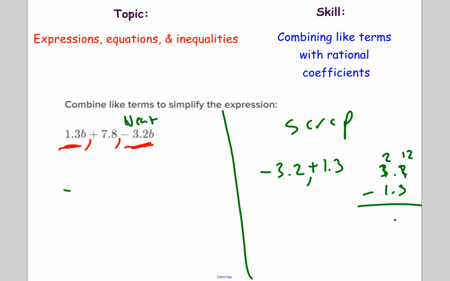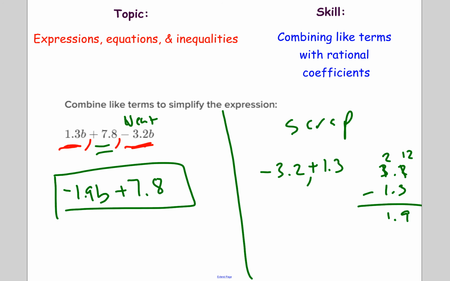12 minus 3 is 9. 2 minus 1 is 1. So this is negative 1.9b and positive 7.8, so plus 7.8. And there is your simplified expression: negative 1.9b plus 7.8. Easy as that.